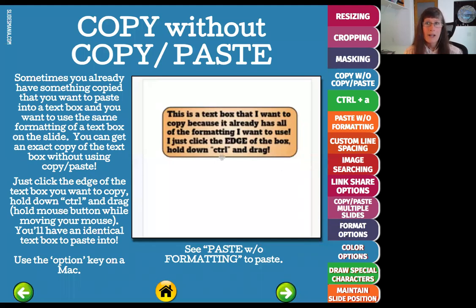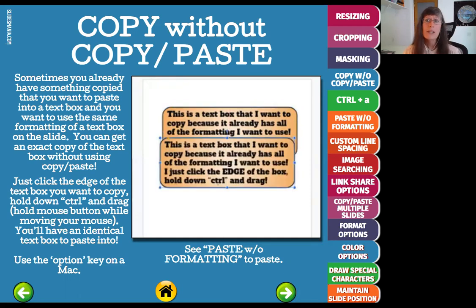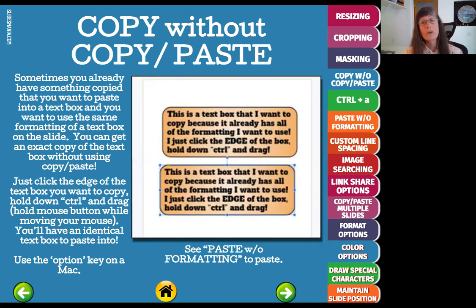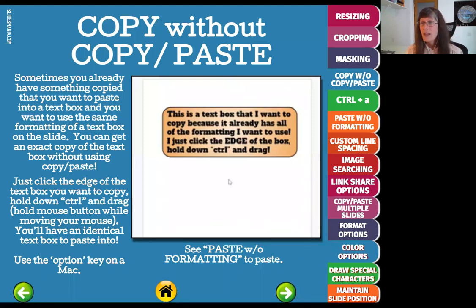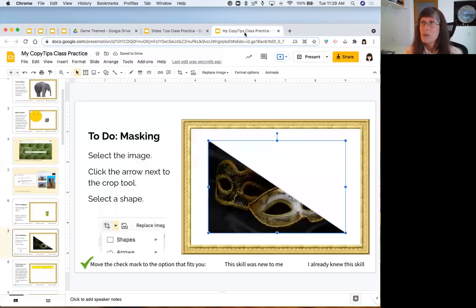Now, if you're on a Mac you're going to want to use the Option key, I put that at the bottom. And if you're on a PC or a Chromebook, you're going to hold down the Control key. And while you're on the edge of the text box, now you're going to drag down. And I'm going to escape from here to practice this with you.